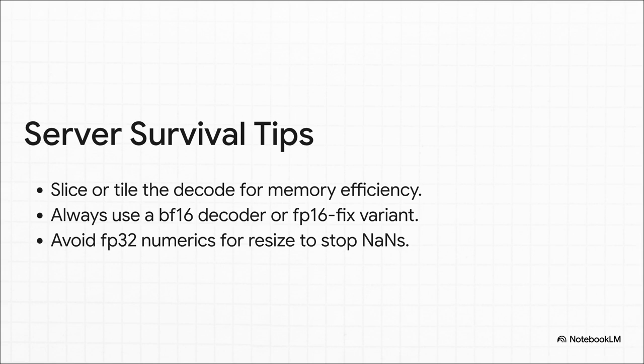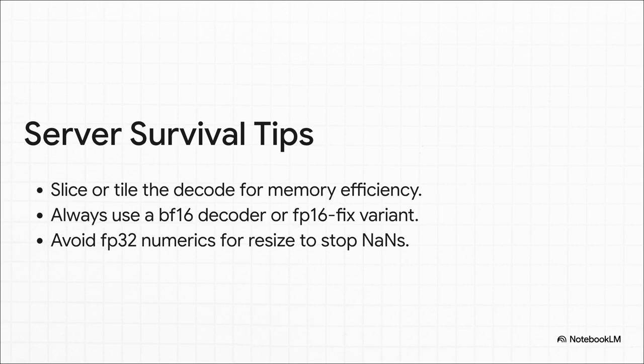Here are your crucial survival tips, especially for consumer GPUs. The VAE is the absolute hottest path in a diffusion server. Upsampling a tiny 128 by 128 latent grid back to a massive megapixel image creates this gigantic activation memory peak that will absolutely crash your GPU. To survive this, you literally must slice or tile the decode. Tiling trades a tiny, barely visible seam artifact to keep your memory usage completely manageable.